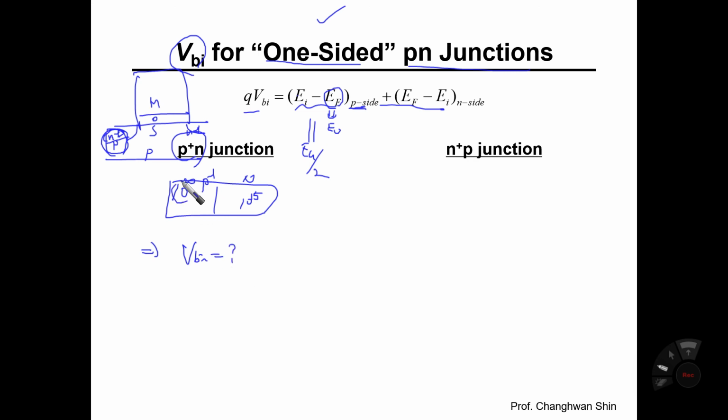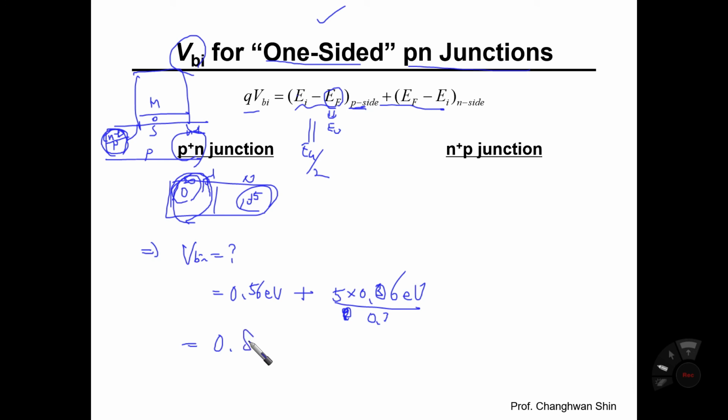You can simply do that. This is degenerately doped p-type material, so the contribution to the built-in potential from the p side is half the band gap, plus here, for 10 to the 15, 5 times 0.06 electron volt, which is 0.3. So if we combine them, it is some 0.86 electron volt. Okay, that's it. What about the n plus p?